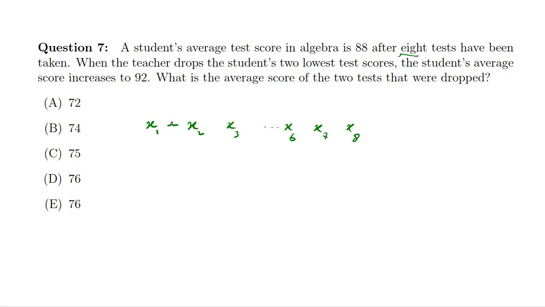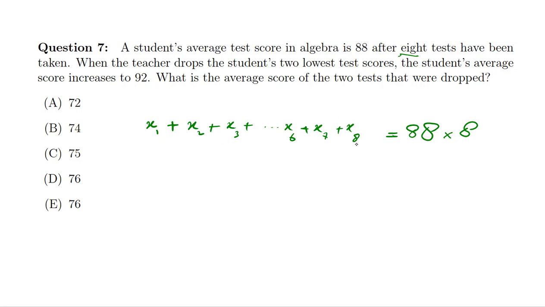And when you sum up all the scores and divide by 8, the average will be what? 88. From elementary school, we know how to take the average of the scores. So the summation of the scores will be 88 multiplied by 8. So let's do that. Multiplied by 8 and delete this. So the summation of the scores is this.